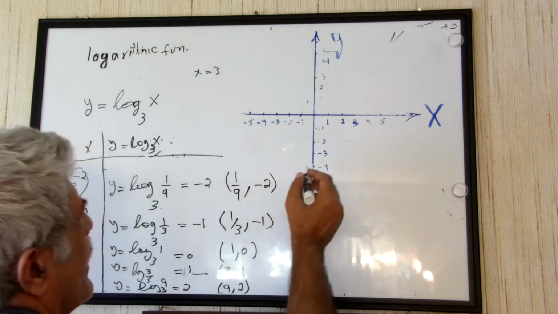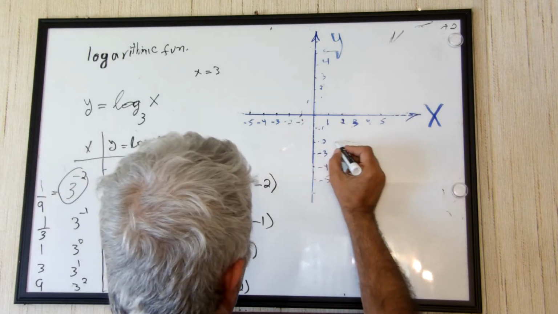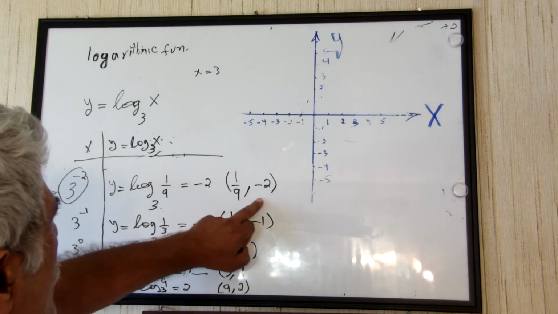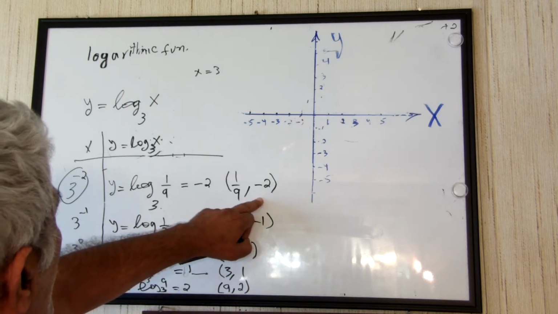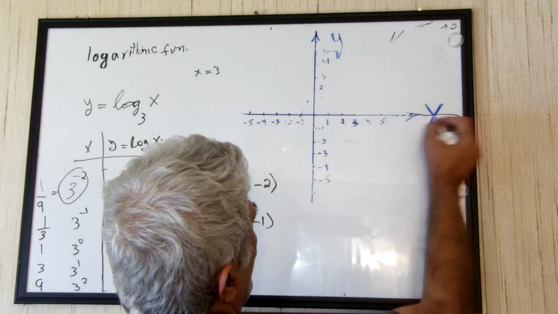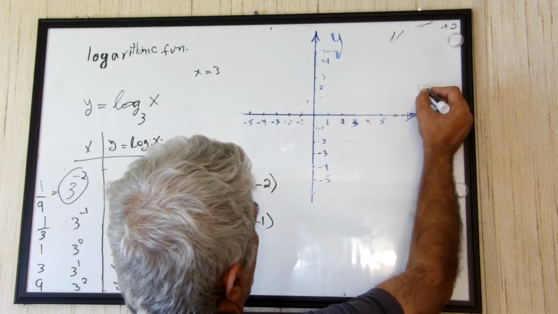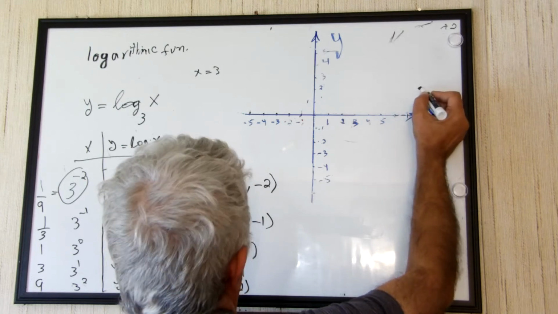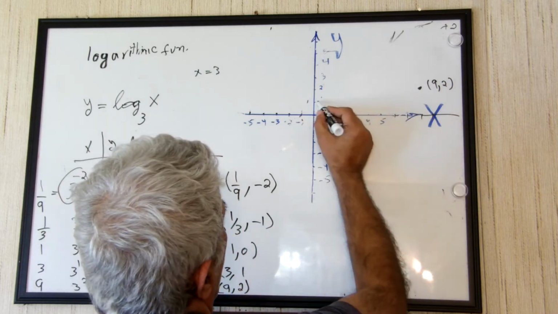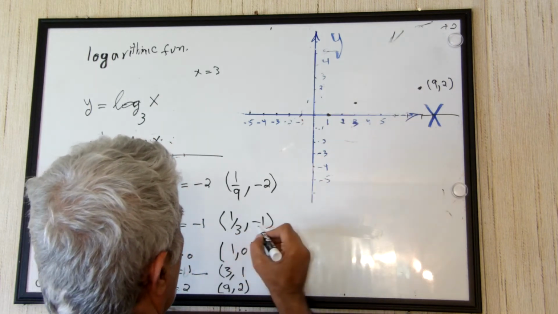Plus 1 over 9, see, y is going to be minus 2. Let's start from here, it is better. If you have 9, this is 5, 6, 7, 8, 9. 9, 2 is going to be this point here. 9 and 2, and then 3 and 1 here, and then 1 and 0 here, and then minus 1.